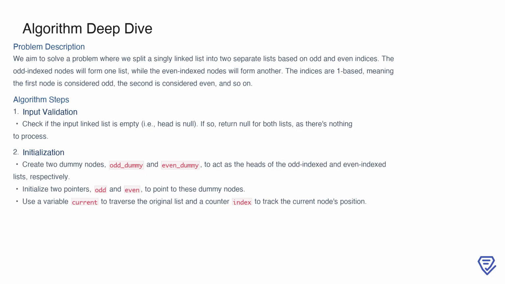After that, we initialize two dummy nodes, odd_dummy and even_dummy, to serve as the heads of the odd and even lists. These dummy nodes help simplify the process of adding nodes to the new lists. We also use two pointers, odd and even, starting at the dummy nodes, to build the lists dynamically. Additionally, we set up a current pointer to traverse the original list and a counter, index, to keep track of the current node's position in the list.